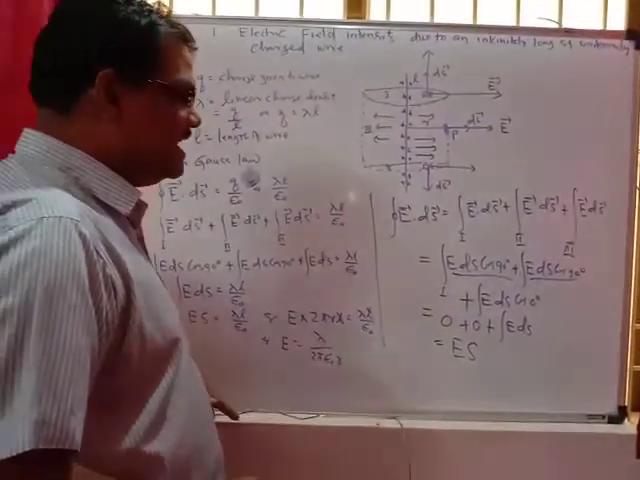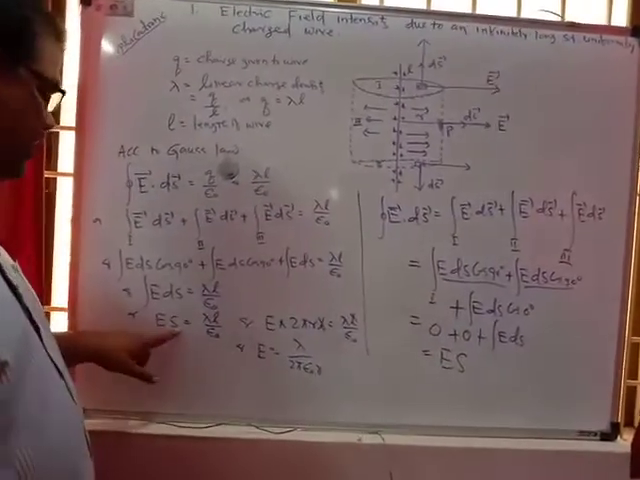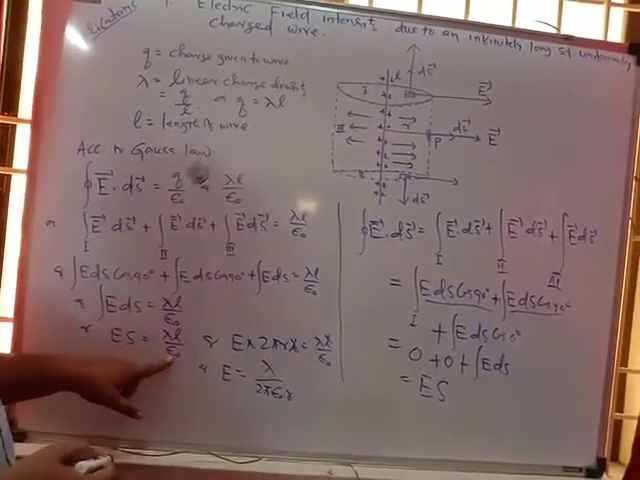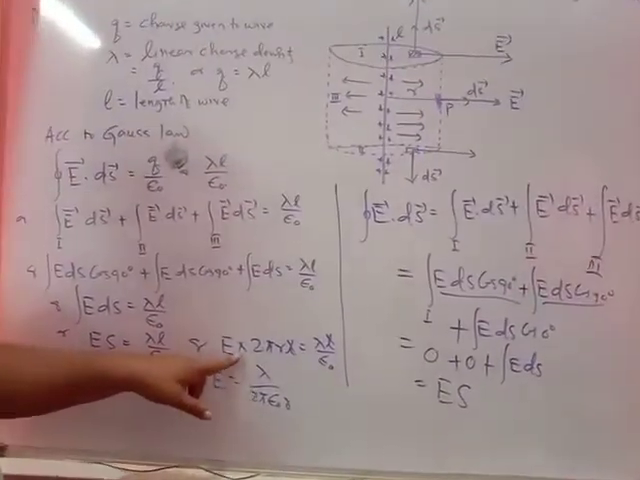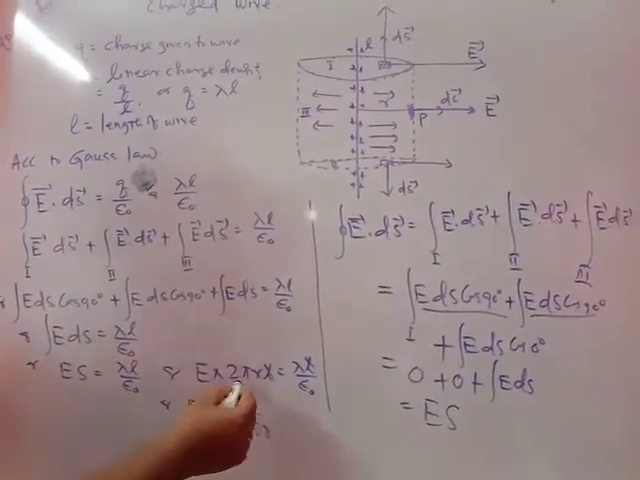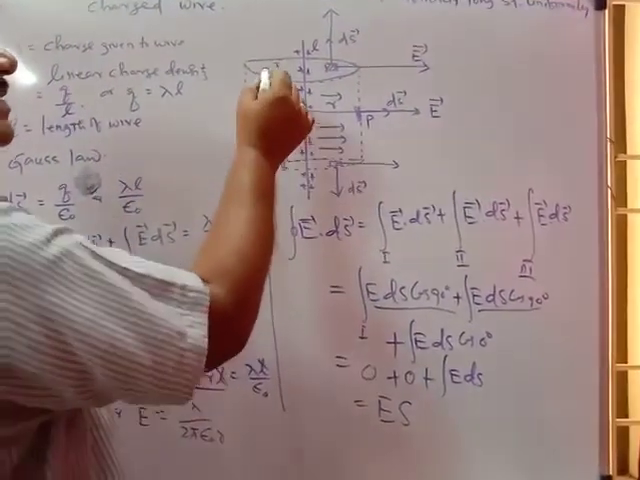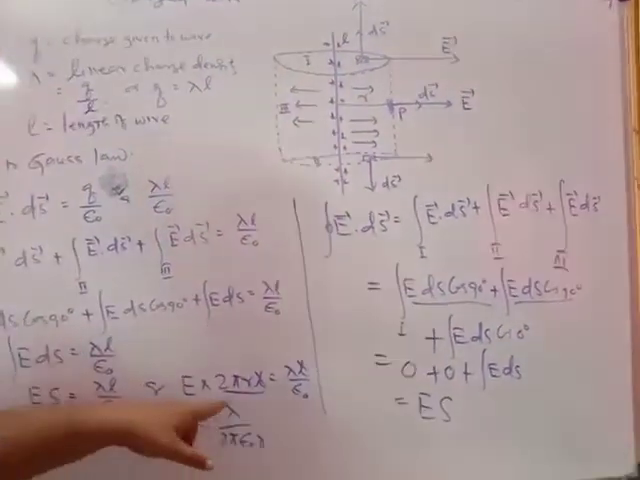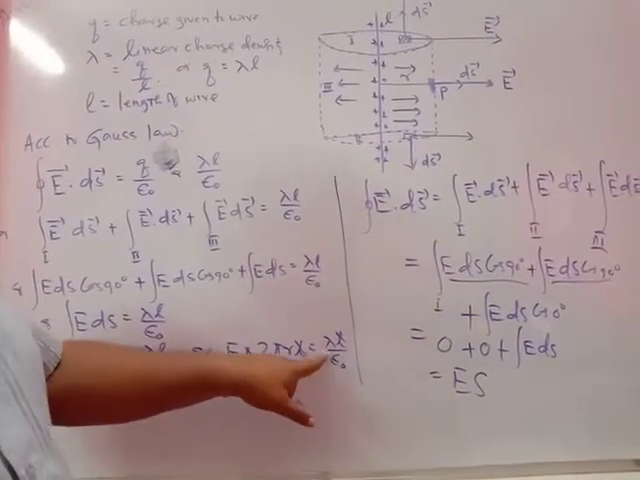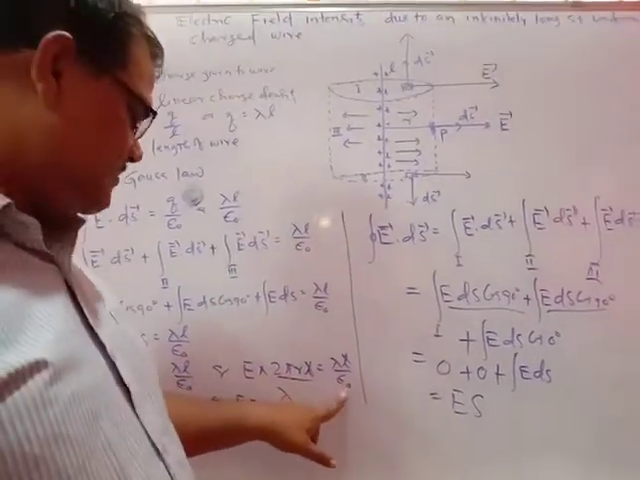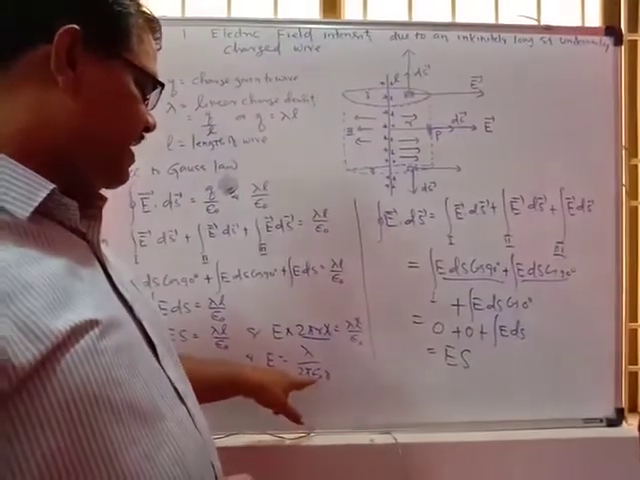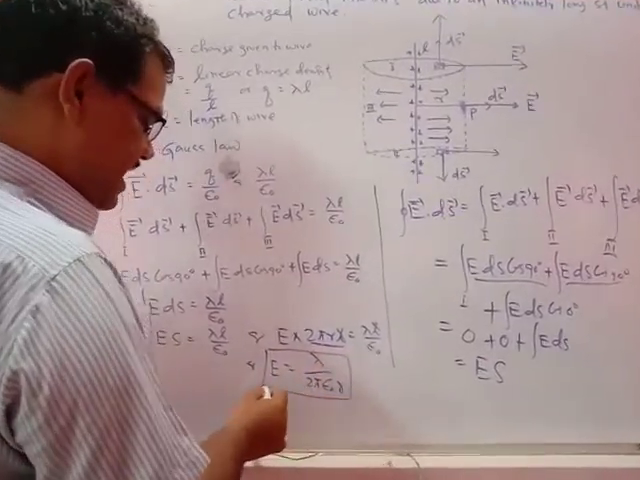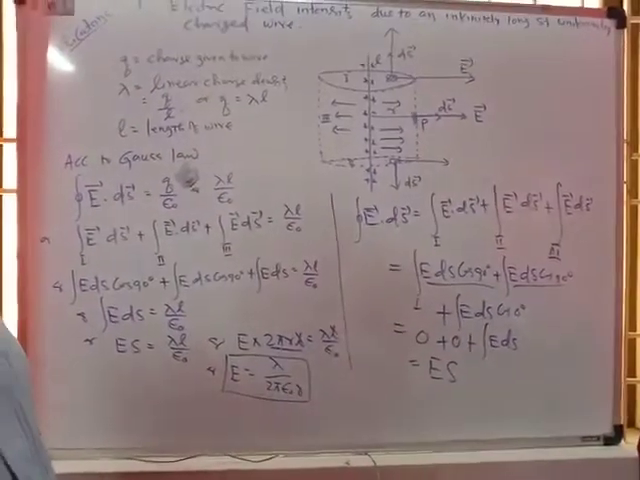And according to Gauss's law, E S equals Q upon epsilon naught, that is lambda L upon epsilon naught. What is S? What is the curved surface area? The curved surface area equals 2 pi R multiplied by L. So E into 2 pi R L equals lambda L upon epsilon naught, or E equals lambda by 2 pi epsilon naught R. This is the electric field intensity at a distance R from the uniformly charged conductor.